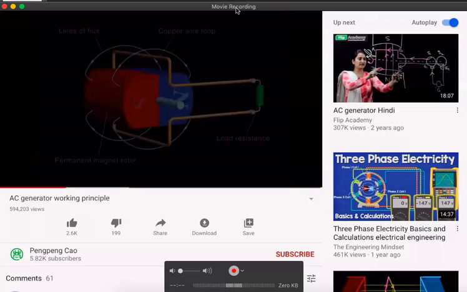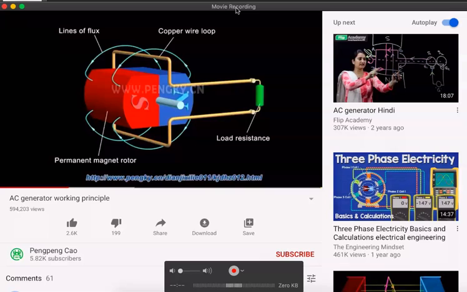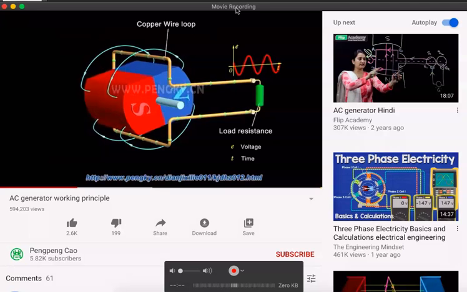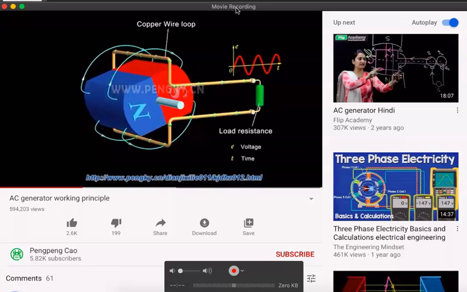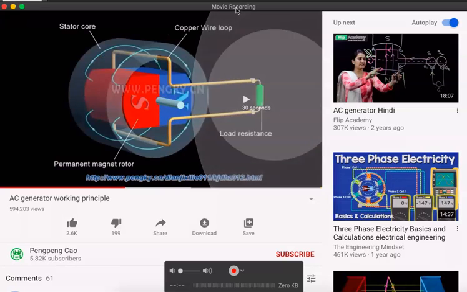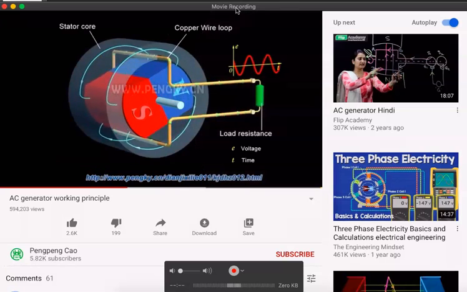Also, there's other types of generators. This is one where there's a magnet rotating inside of one loop, or it could be a coil. This is another way of showing AC generation, and we can even go further, and I think they show a lot of different types.